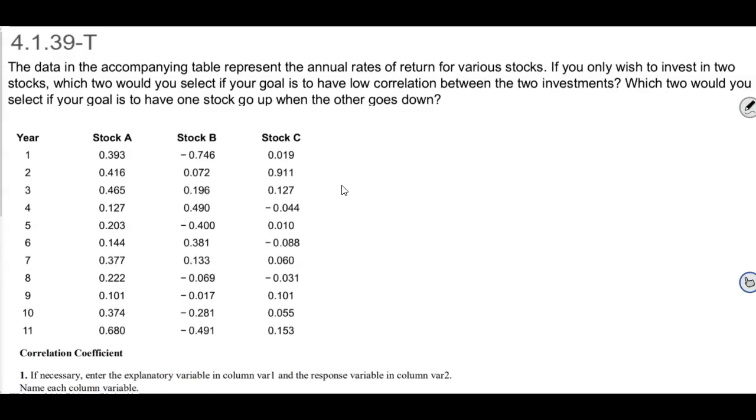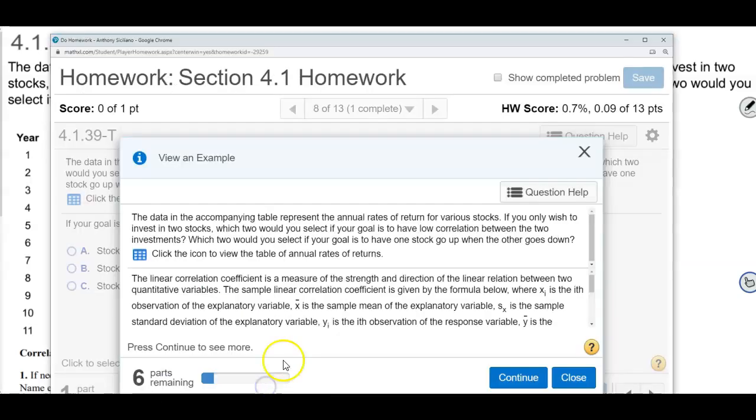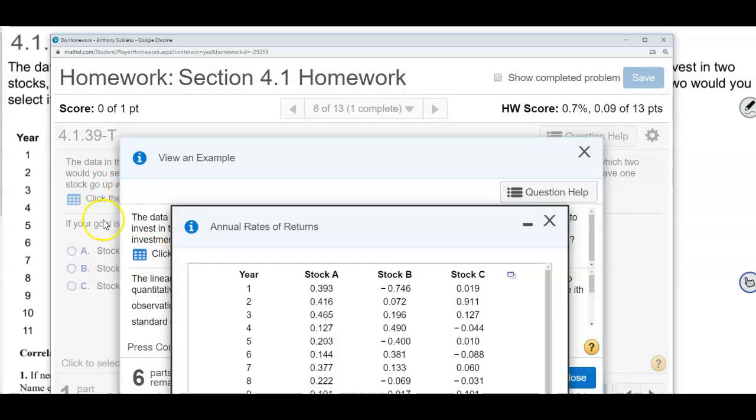And which 2 would you select if your goal is to have one stock go up and the other go down? So here is the data set. I'm going to go ahead and open that up into StatCrunch from my StatLab. So in the problem, you're going to select the icon to view the table that you've just seen. And again, in the upper right hand corner here, we're going to open the data into StatCrunch.